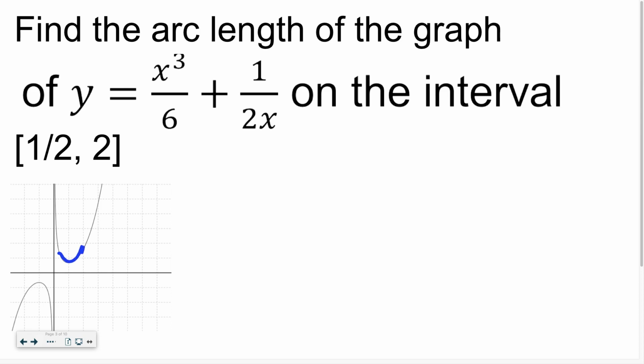Okay, we're basically finding that little chunk right there. What's the arc length of it? What did I tell you the first thing you needed to find would be? Your derivative. So our derivative.